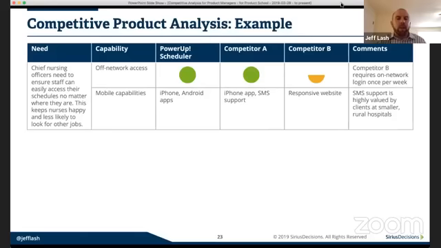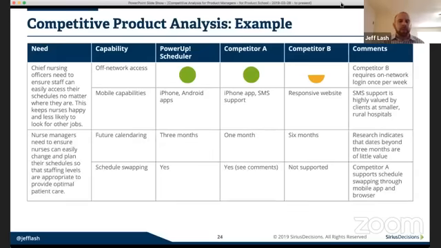So if we understand that, we know that, hey, if we are trying to go after big urban hospitals, we're okay. But if we're trying to go up against competitor A in small rural critical access hospitals, we're going to have some challenges because iPhone support is important, but SMS support's important. We need some way for people to be able to get updates on their schedules without having an app or without having a smartphone. So this is, again, just an example. This is all just made up data, but hopefully you can start to see how this works.